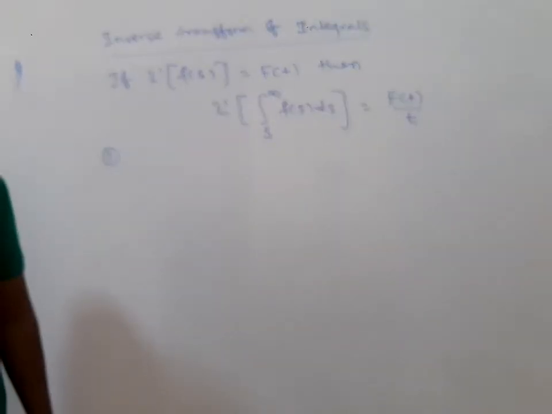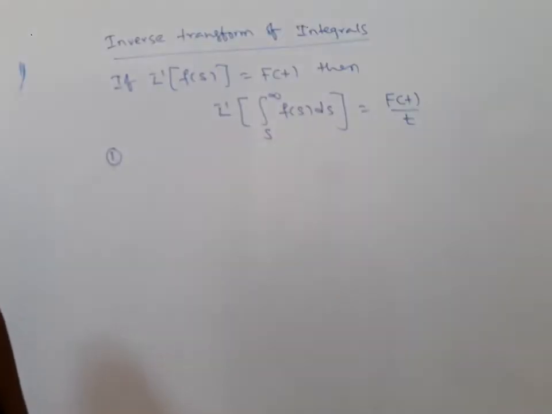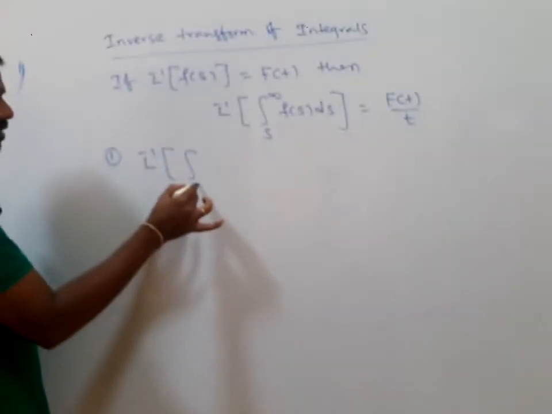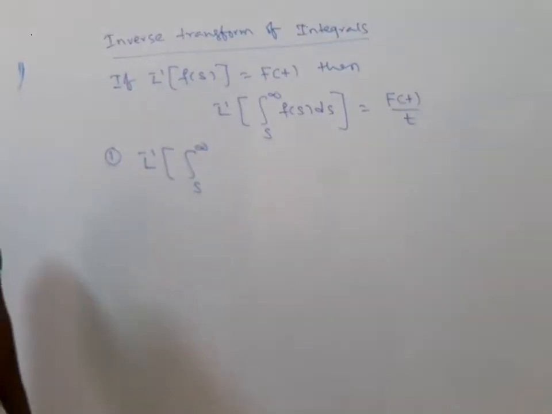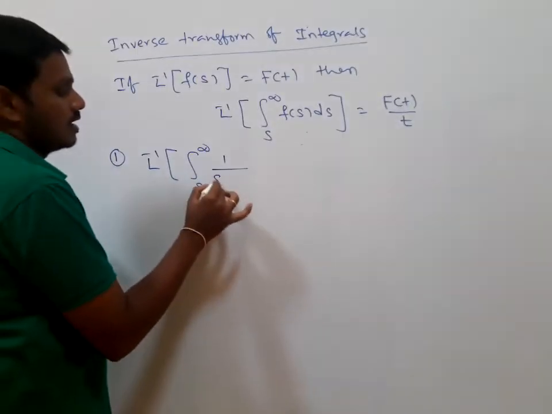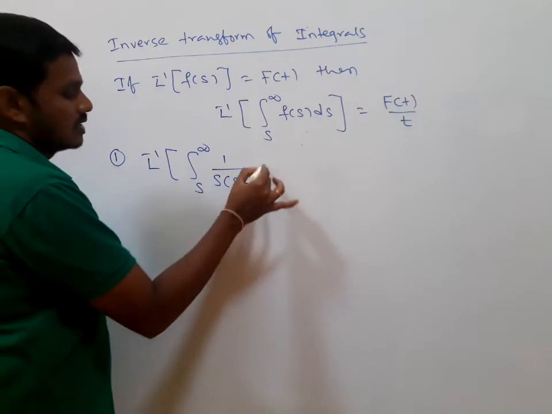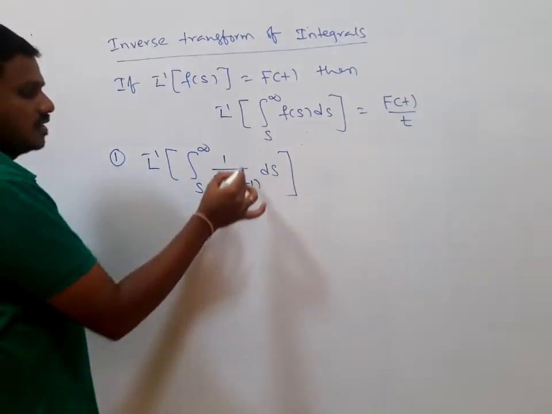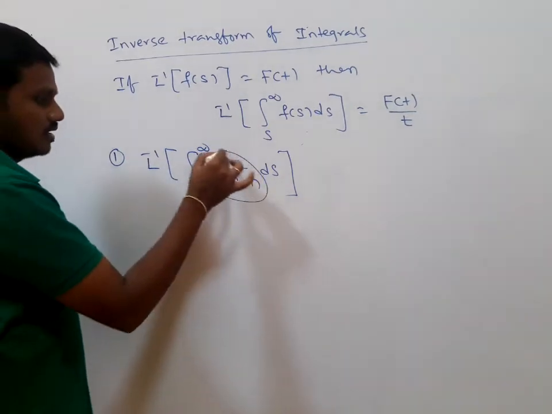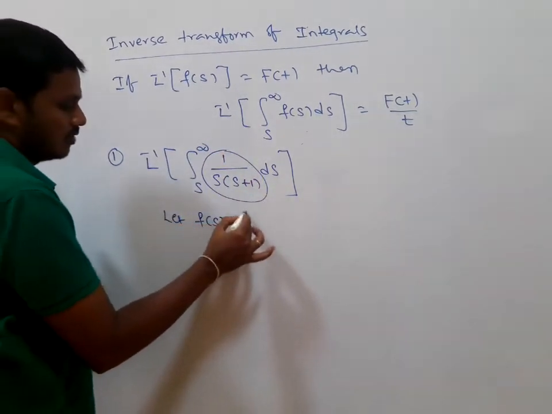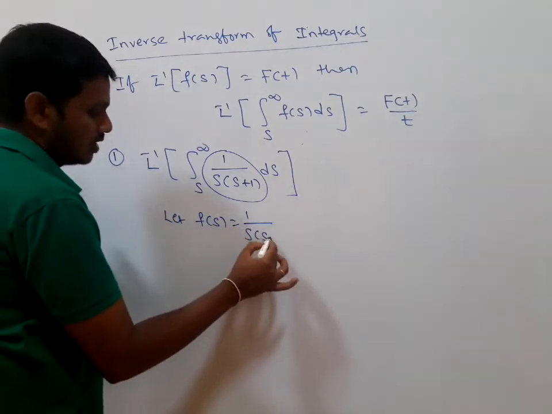Here evaluate L inverse of, take one problem here, integral s to infinity 1 by s into s plus 1, ds. We need to evaluate this one. So here, instead of f of s, what is there? This is considered to be our f of s. So let f of s is equal to 1 by s into s plus 1.